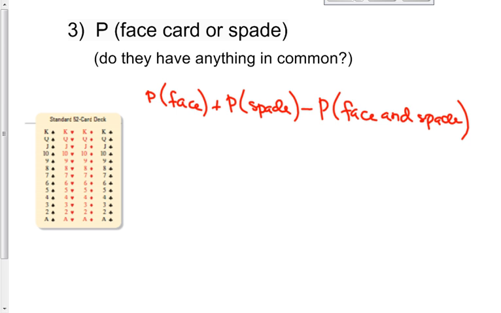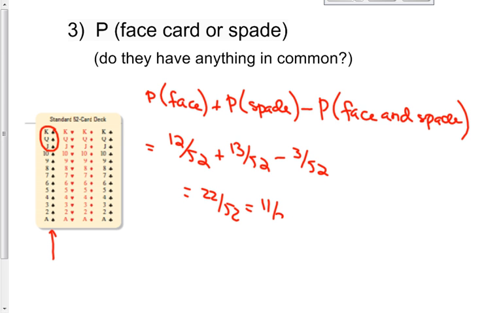Face cards, again, are the Jack, Queen, and King. And all the suits, I've got 3, 6, 9, 12 again. So face cards, I've got 12 out of 52. Plus, spades. Spades is everything in this column. There are 13 spades in the deck, 13 out of 52 minus. Now, can I be a spade and a face card at the same time? Well, if I look at my spade column and I look at the face cards, yes, there are 3 face cards that are also spades. So I need to subtract those 3 out, and then I can come up with my total. 12 plus 13 is 25, minus 3, 22 out of 52, 11 over 26.